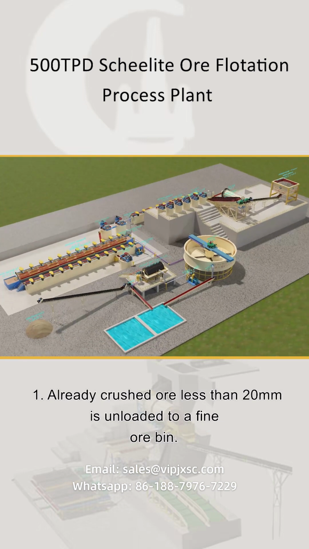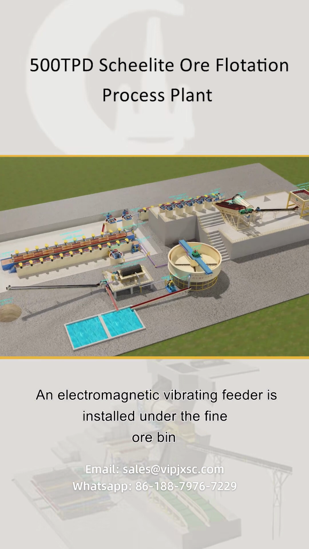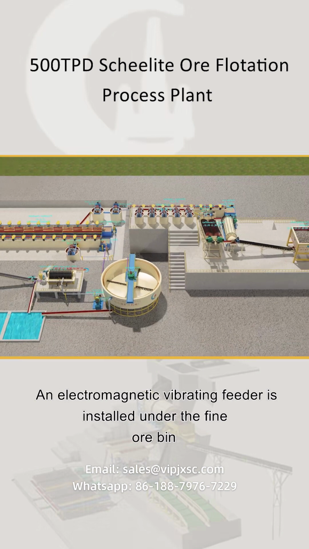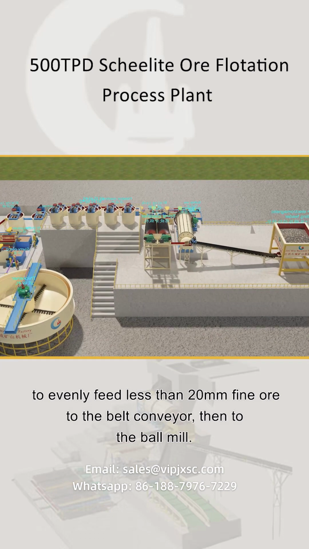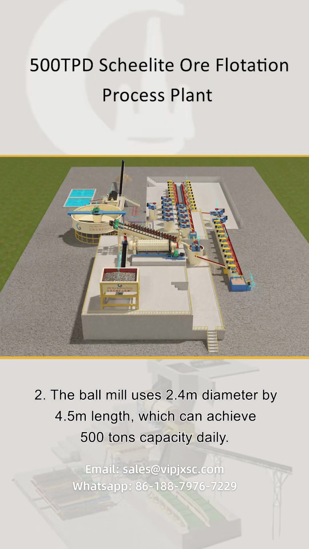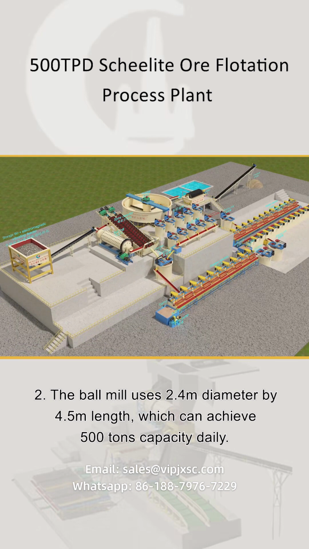1. Already crushed ore, less than 20 millimeters, is unloaded to a fine ore bin. An electromagnetic vibrating feeder is installed under the fine ore bin to evenly feed the less than 20 mm fine ore to the belt conveyor, then to the ball mill. 2. The ball mill uses 2.4 meters diameter by 4.5 meters length, which can achieve 500 tons capacity daily.